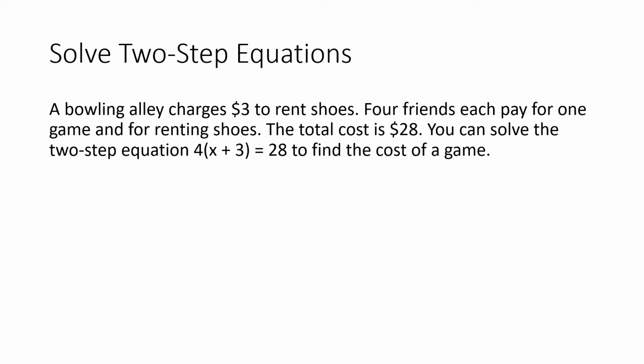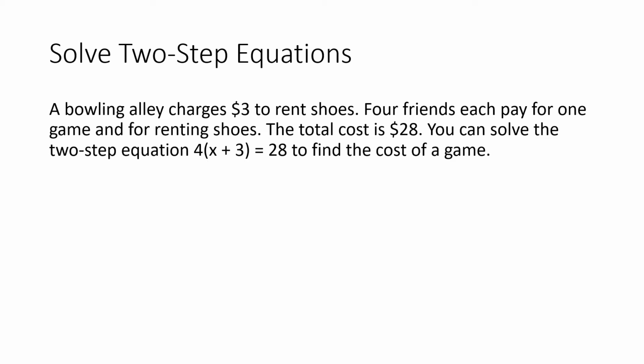So here we have another word problem, right? And we're going to notice that we're going to have to use the distributive property. It's going to be helpful to use the distributive property to solve this problem. So let's take a look at it. A bowling alley charges $3 to rent shoes. 4 friends each pay for one game and for renting shoes. The total cost is $28.